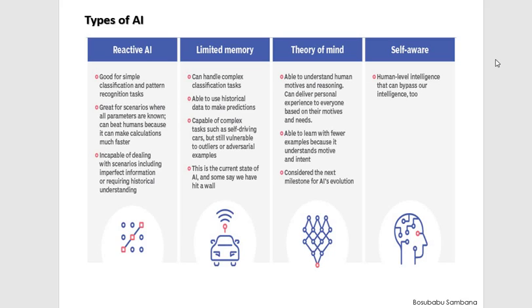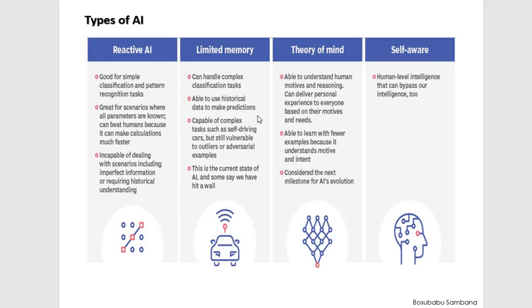What is reactive AI? It contains several characteristics. First one, good for simple classification and pattern recognition tasks. Second one, great for scenarios where all parameters are known, it can beat humans because it can make calculations much faster. Third one, incapable of dealing with scenarios including imperfect information or requiring historical understanding.